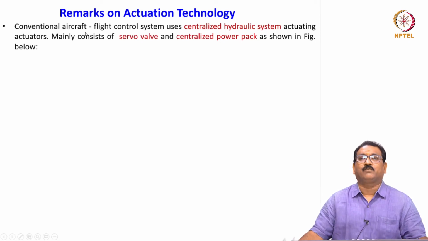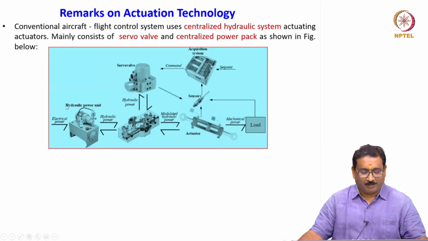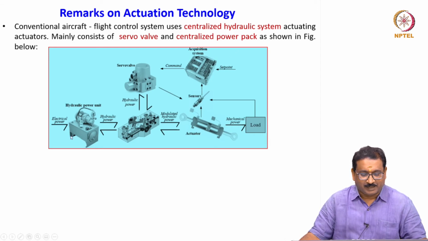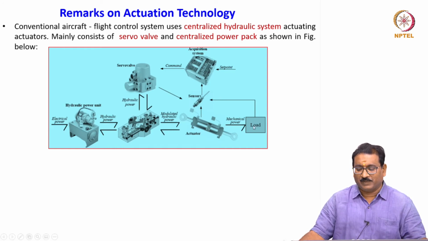Conventional aircraft flight control system uses a centralized hydraulic system actuating actuators, mainly consisting of a servo valve and a centralized power pack as shown in the figure here. Here the power pack is there and it will supply the energy to the various parts of the actuator. Here main parts are the hydraulic power pack, servo valve, and then the electronic data acquisition system. Sensors are there to measure the actuator output, actuator and load.